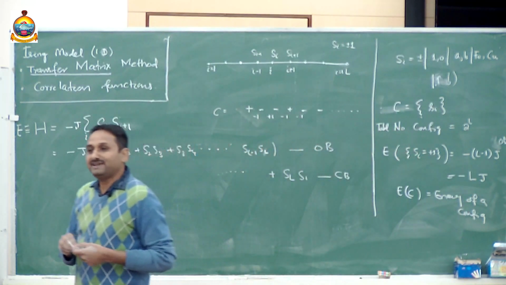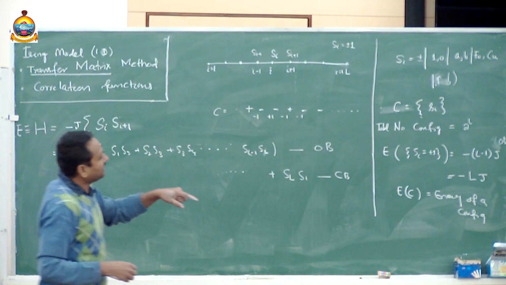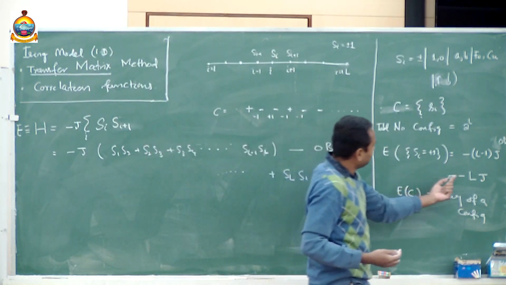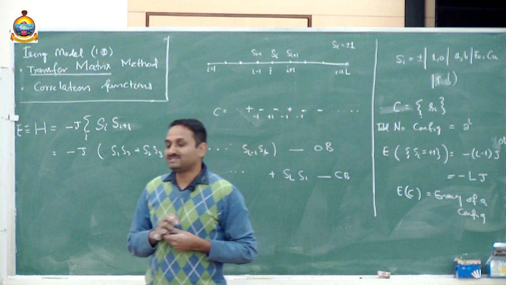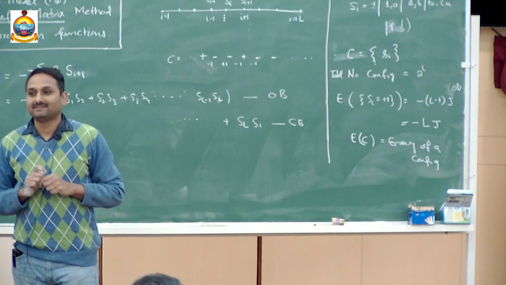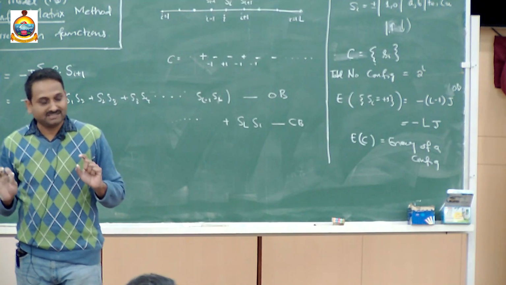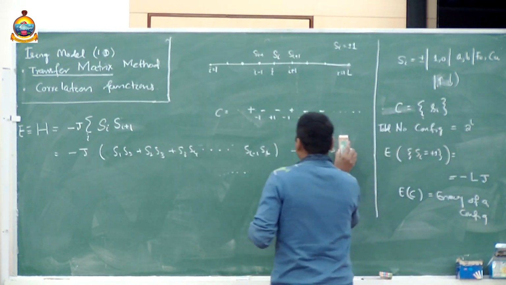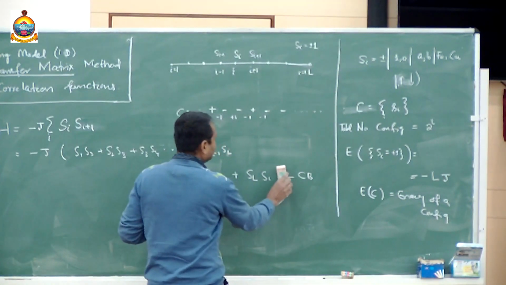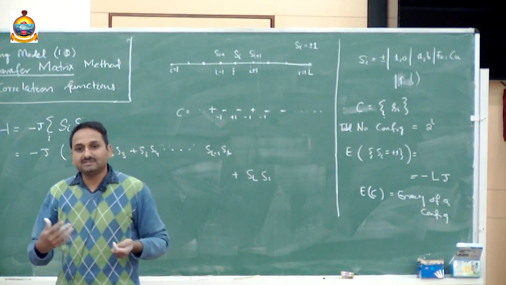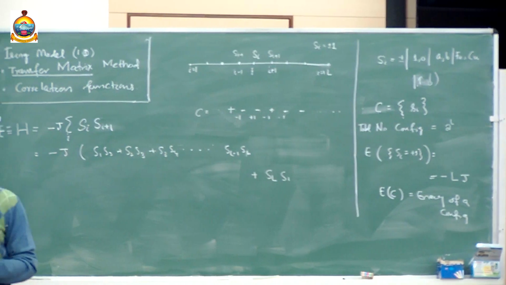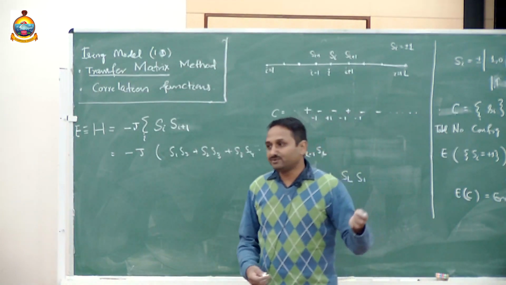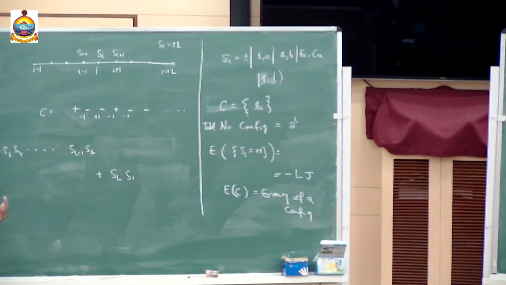Now I ask a reverse question. How many configurations are there with energy minus LJ? Which are they? All of them plus or all of them minus. Let us for the time being drop open boundary and only deal with closed boundary. Whenever needed, you can introduce open boundary again. So there are 2 configurations of energy minus LJ.